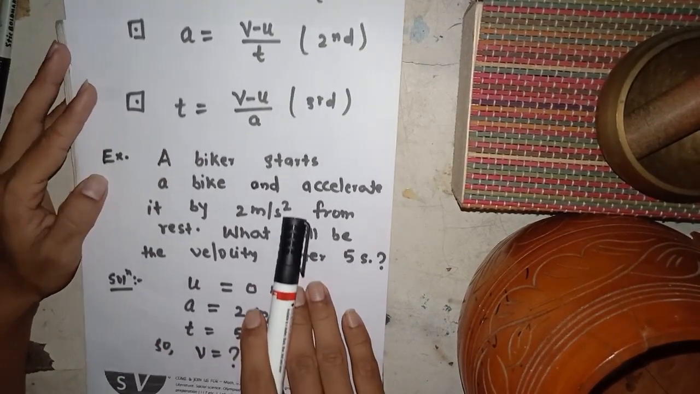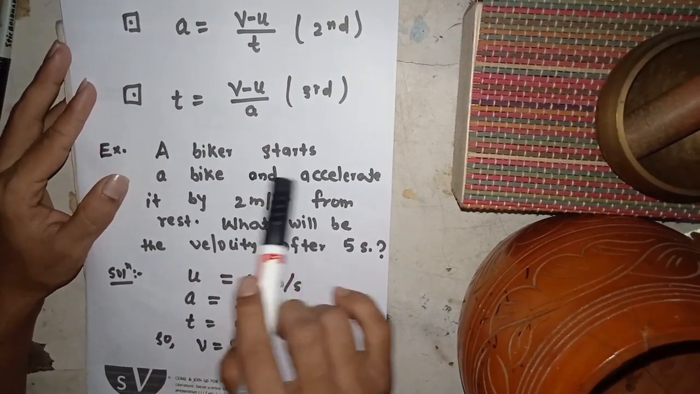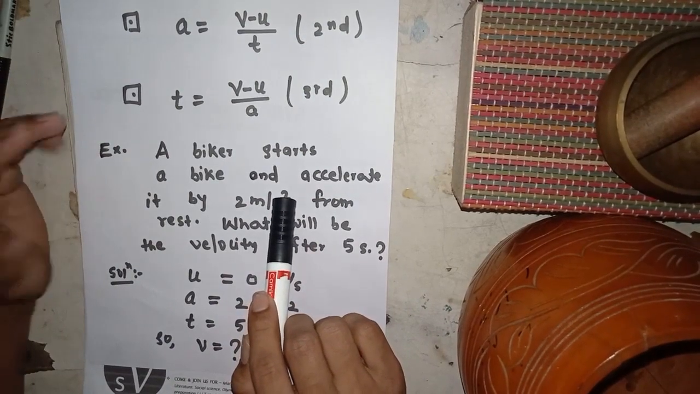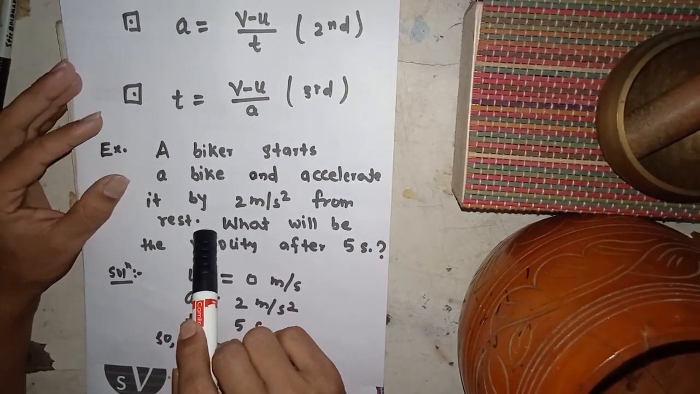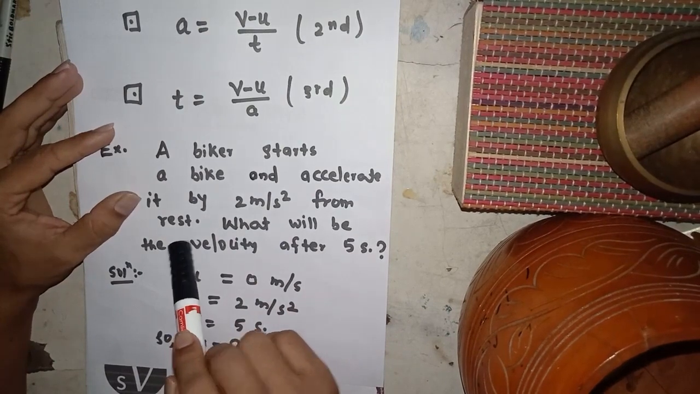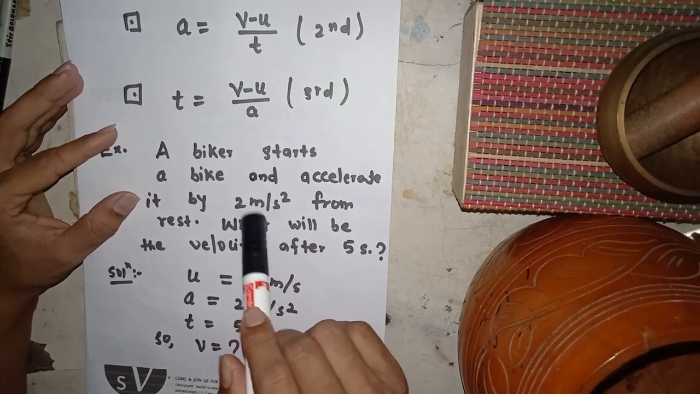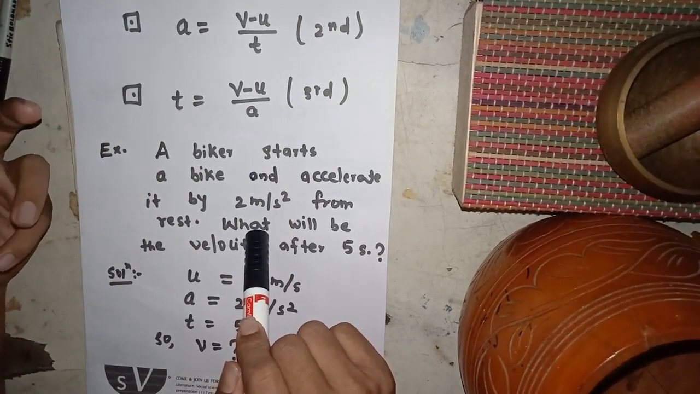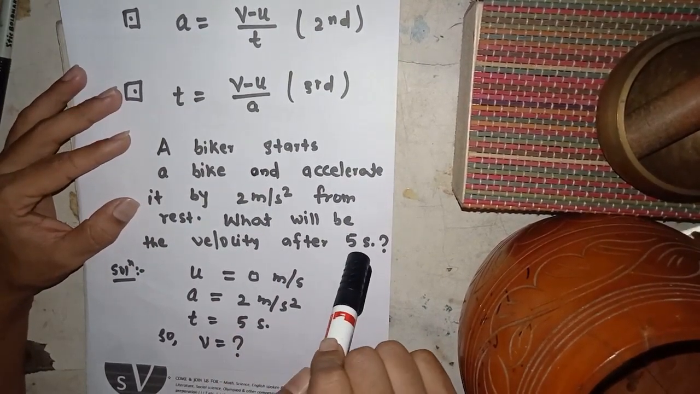Now I am giving you a problem for your greater understanding. A biker starts a bike from rest and accelerates it by 2 meter per second square from rest. It is given here: rest. If rest is not written in the problem, you have to take it as at rest. Have you got my point? So what will be the velocity after 5 seconds?